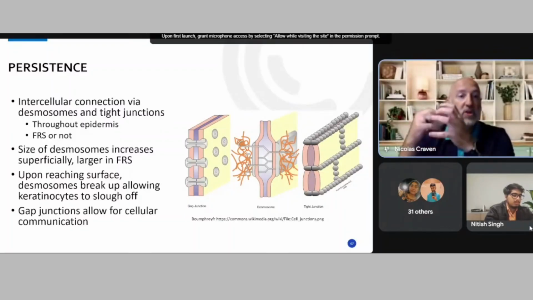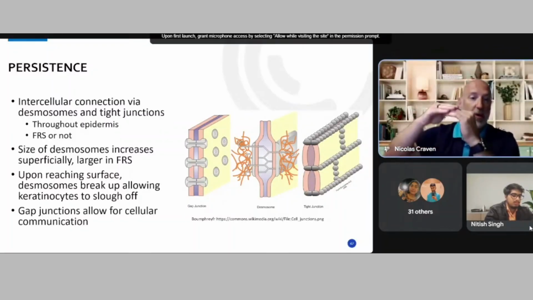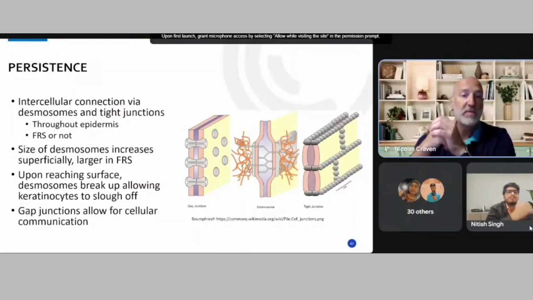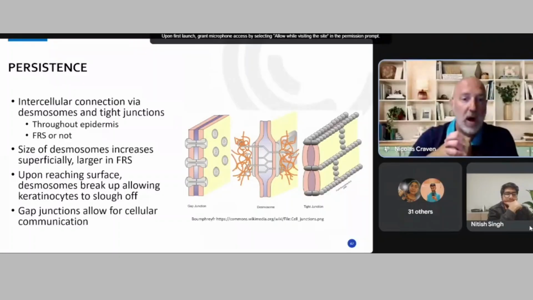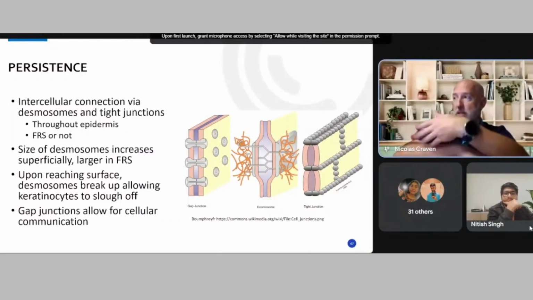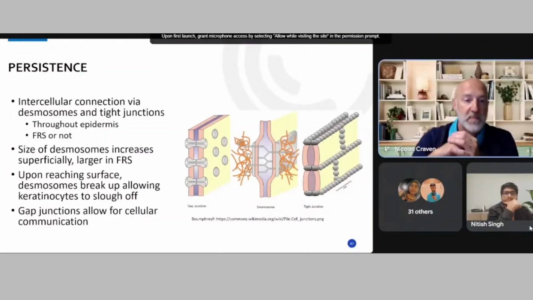The size of that desmosome does increase as it moves superficially. And those desmosomes are much larger in friction-ridged skin, again, because we want to make sure that those cells, one keratinocyte to the next, stay connected together as they're moving up, to create that strong bond and maintain your skin structure. Once the keratinocytes reach the surface, those desmosomes do start to break down, and that's when the dead cells on the surface of your skin will slough off or fall off as they go.